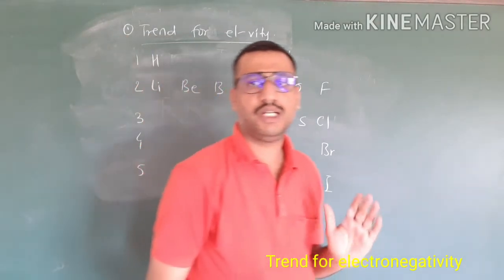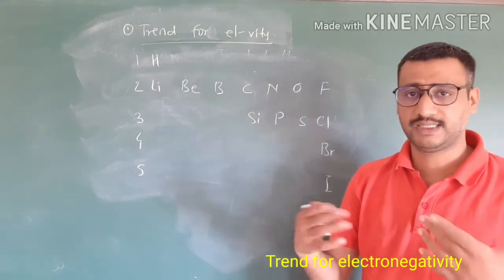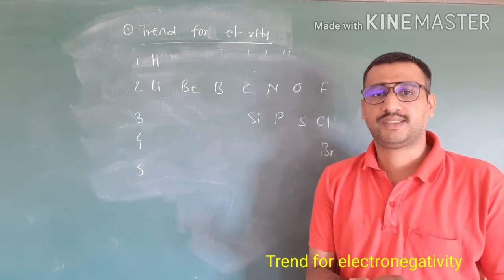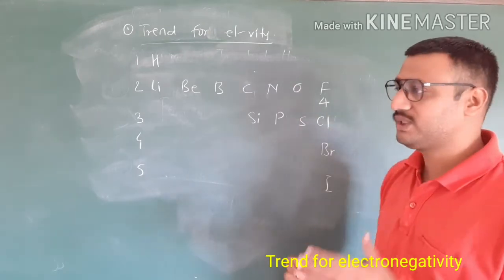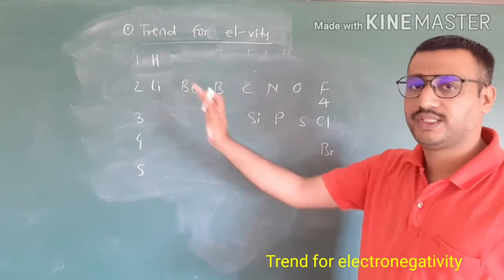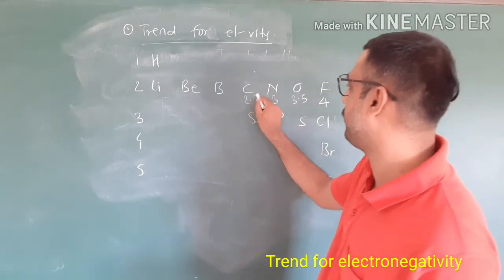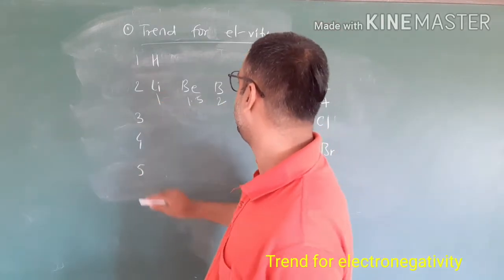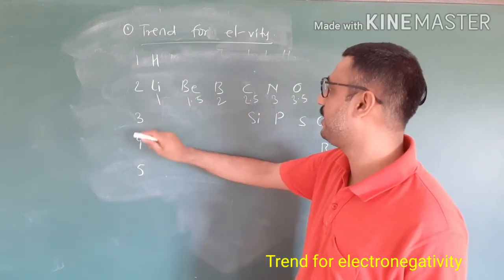Fluorine is the most electronegative element in the periodic table. There are different scales, which I will explain after some time, but the Pauling scale is the one we use significantly. As per the Pauling scale, the value for the most electronegative element, fluorine, is assigned as 4. Let's note the other values: oxygen 3.5, nitrogen 3, carbon 2.5, boron 2, beryllium 1.5, and lithium 1.